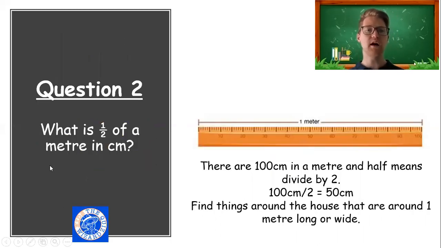Question two, what is half of a meter in centimeters? There are 100 centimeters in a meter, and a half means you divide by two. So 100 centimeters divided by two equals 50 centimeters. As I said earlier, why not find things around the house that are approximately around 1 meter long or wide? Estimate them first. Have a guess.